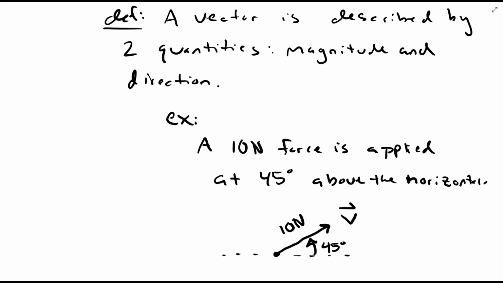Oftentimes in print, and this is the case in our textbook, rather than putting the arrow on there, they'll boldface a vector quantity as opposed to a scalar quantity. So if you see a boldfaced letter, what they're talking about is a vector as opposed to just a scalar quantity like 5, something with no direction associated with it.